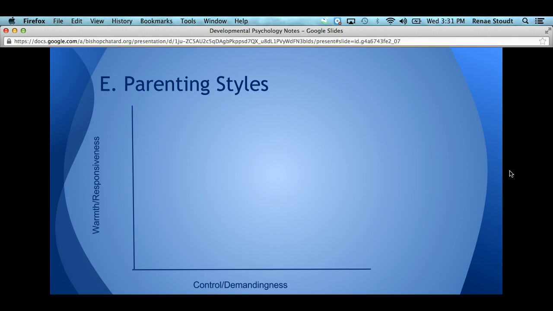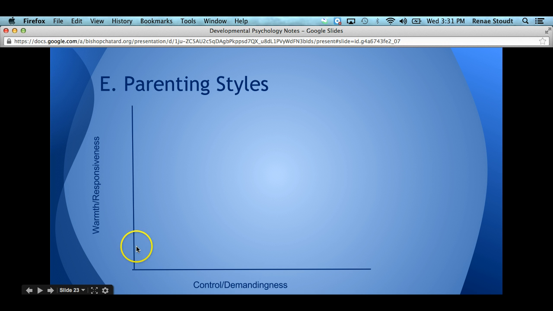Now, the control, we don't necessarily mean that control has to be negative, but demanding, how much control over what you do and say and that kind of thing. Now, here's what I want you to do, and this is what I had everybody do in class: I want you to rate your parents, your mom and your dad, separately. If you're drawing this in your notebook, rate them on a scale of 1 to 5.